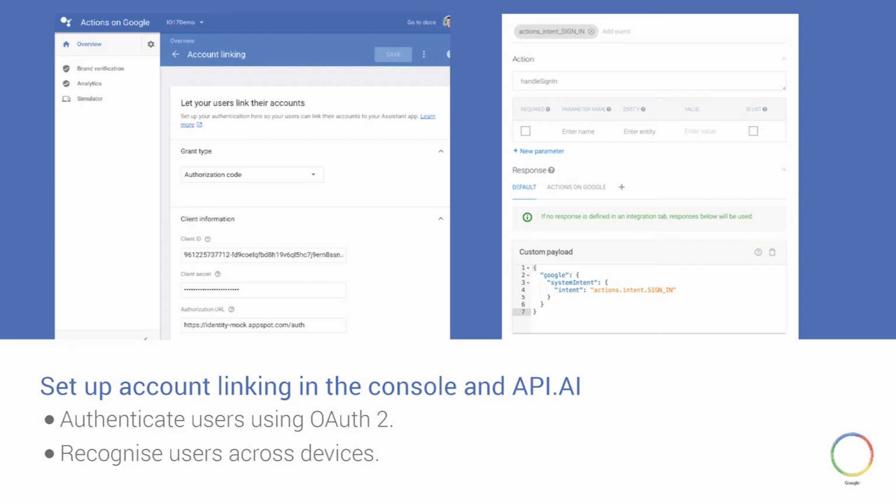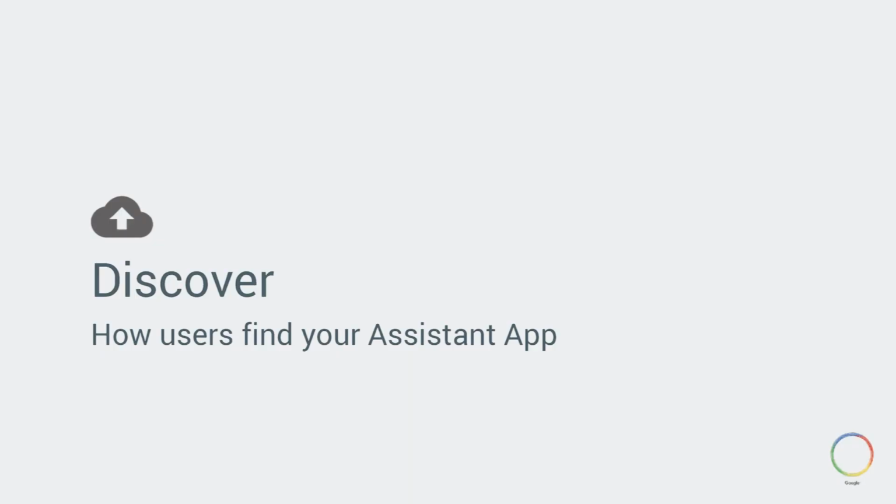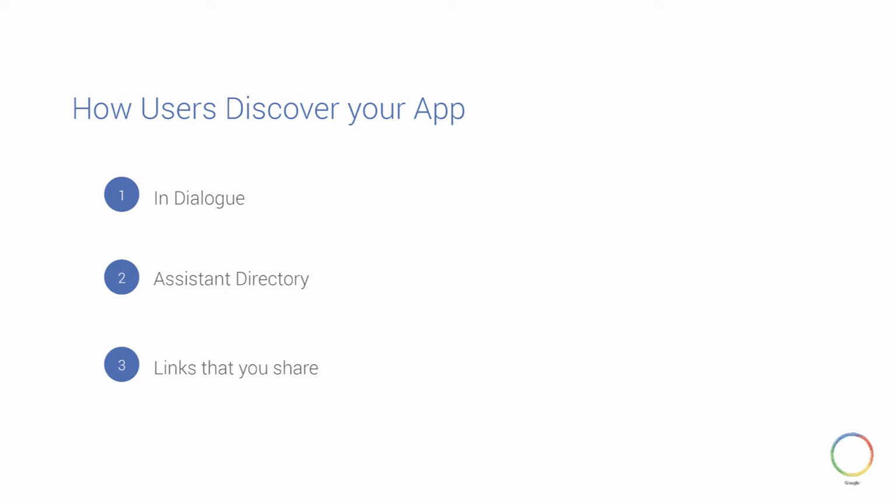So I'll just quickly touch on the discoverability of assistant apps in the Actions on Google platform and with the surfaces that the Google Assistant appears in. So there's really three different areas that users can discover apps. One is through just pure dialogue with the surface that they're interacting with. Another is through the assistant directory, which I'll show you in a second. And lastly is the ability to link directly to assistant apps.